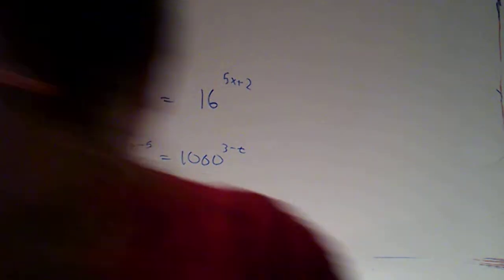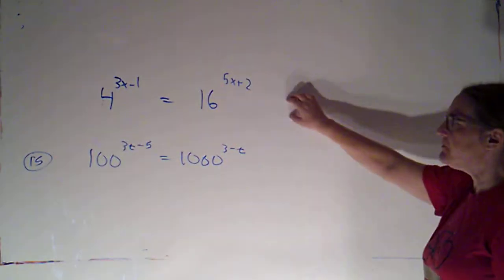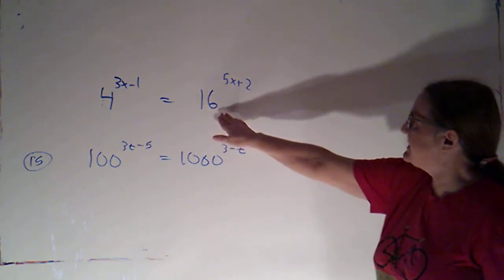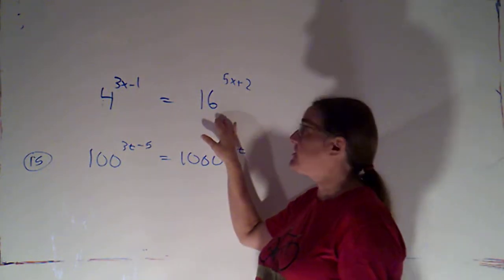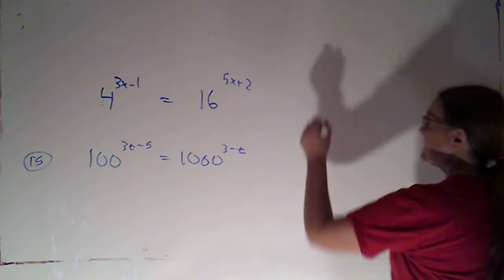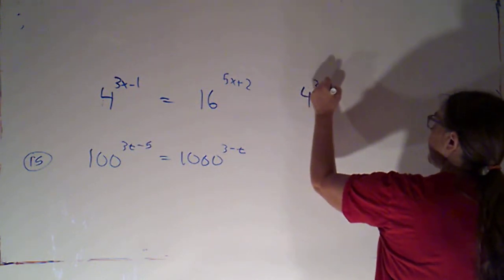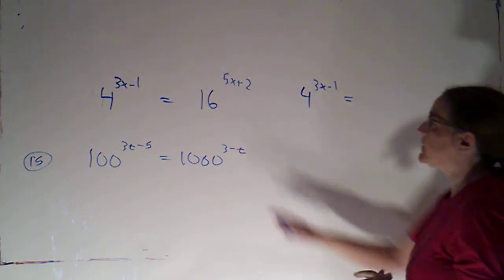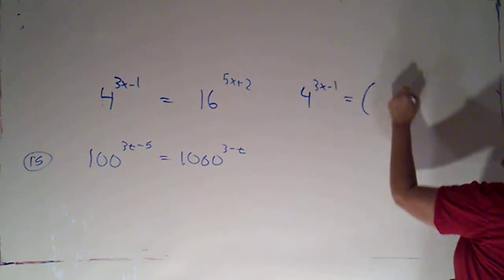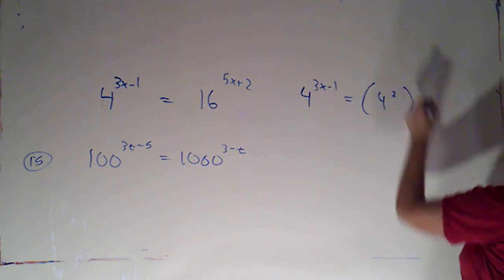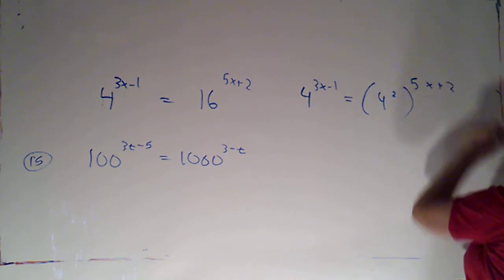These are the two problems I left you with at the end of the last video. For this first one, since 16 is a power of 4, it's just 4 squared, I can keep the left-hand side as it is. 4 to the 3x minus 1 equals, I'm just going to rewrite that 16 as 4 squared. Then that's to the 5x plus 2.